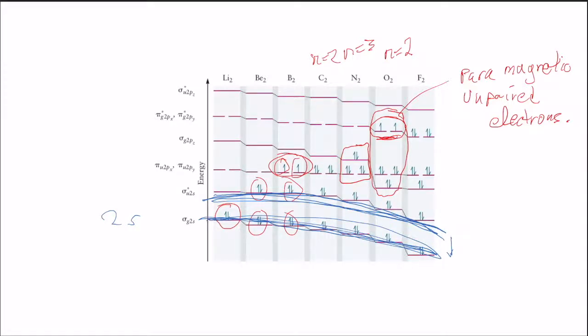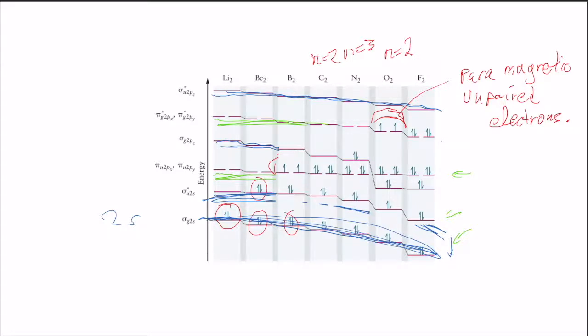Interestingly, let's see what else is moving down. We see that this sigma 2pz is moving down in energy. Okay, the sigma 2pz moving down in energy. This one, but then we see that the pi are not moving too much, and these pi's are moving down but not as much.